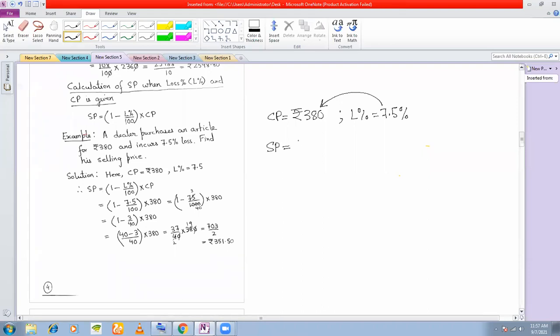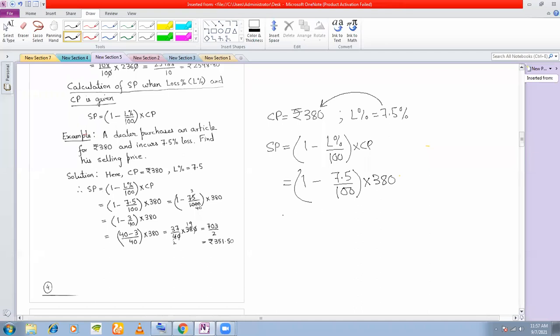If I use that formula, selling price is equal to 1 minus loss percentage divided by 100, into cost price. Sorry, I wrote just the opposite. So this is 1 minus L by 100 into cost price. So this is 1 minus 7.5 by 100 into cost price, 380.